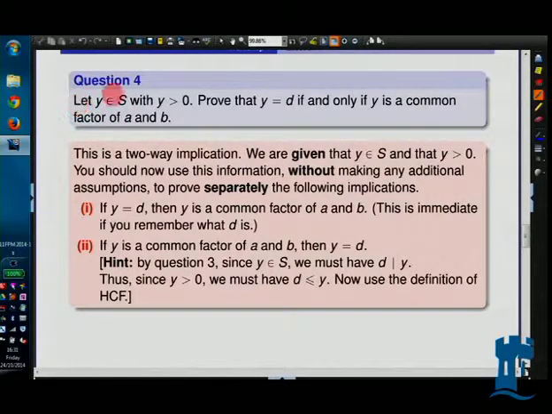So we take a y in S with y greater than 0. We know there are some. Now we don't know what y is yet, okay? But y is just something in S with y greater than 0.